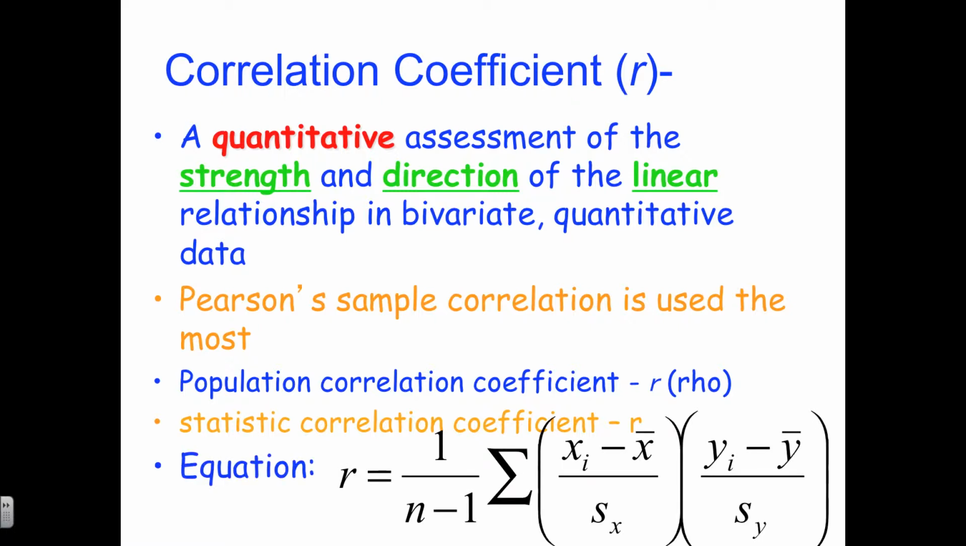The equation, pretty much what we looked at in class. It's the product of the z-scores for x times the z-scores for y, and it's the average. But instead of dividing by n, if it's a sample, I'm going to divide by n minus 1 because that last dot changes everything. I have 1 degree of freedom.